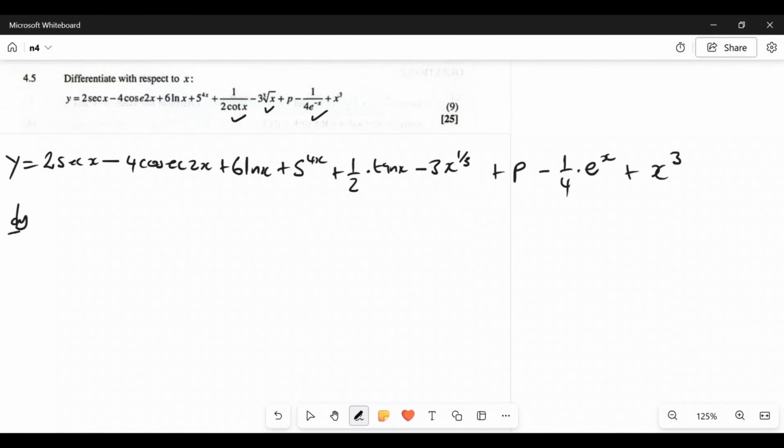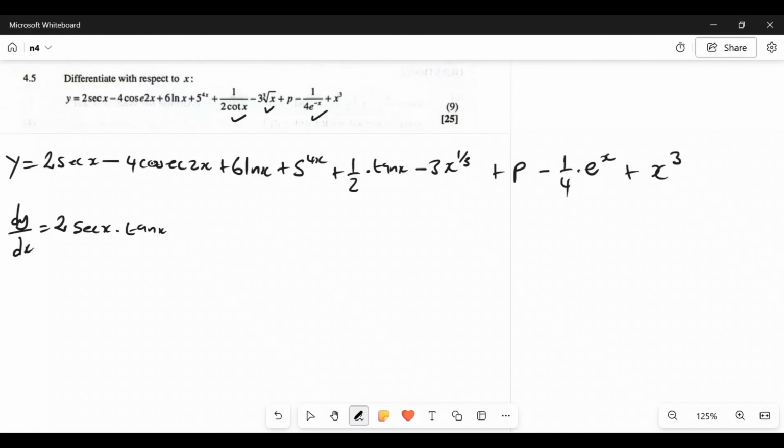dy over dx. Let's start with the first term. We have 2 sec x. Now, 2, we know, is our coefficient. We need to derive sec x. Now, the derivative of sec x, guys, is sec x multiplied by tan x. There we go.